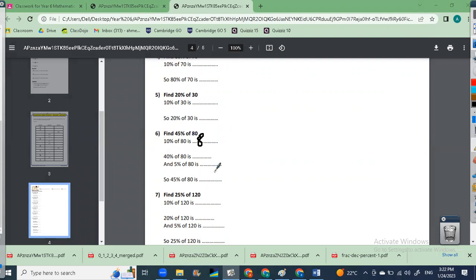Okay, so what is 40%? Oh, it's the same like 8, but 4 times more. 10% is 8, but 40% is 8 times 4, which gives you exactly 32. Mister, now we found 40, but I need to find 45. Okay, no problem. I know that 10% is 8. What is 5%? The half of the 8, which is 4. Now you add them up to give you 45%, which is going to be 36.